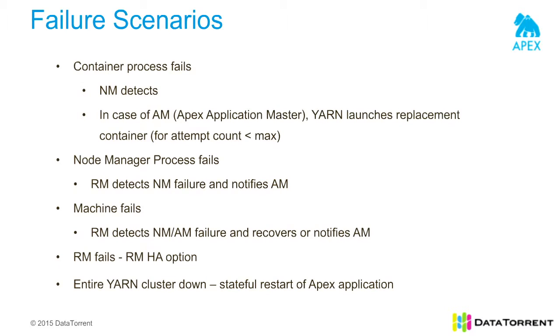When the resource manager fails, there's the resource manager HA option. If the cluster was configured for HA, it will fail over to the standby instance of the resource manager. If the entire Yarn cluster is down, we still have some help to offer because we support stateful restart of an Apex application. That means if the cluster was taken down for any reason, could be for maintenance too, and it comes back up, you have the option to relaunch the Apex application from its previous state, and it will resume processing.